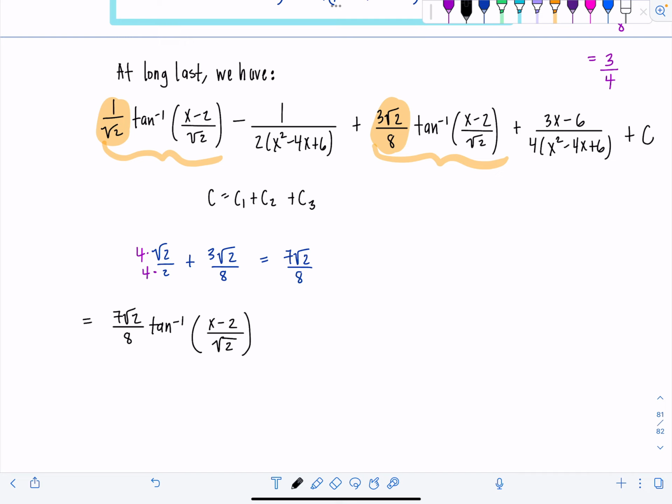Now I'm looking here. Are you ready? Can we get a common denominator? Yeah, it won't be that hard. The only difference is I see this guy has a 4 in the front, this one has a 2. So I'm just going to multiply by 2. There we go. Done and dusted. So now this is a negative 2 in the numerator, okay, plus 3x minus 6. So that's going to give me (3x minus 8) over 4 times (x squared minus 4x plus 6) plus c.